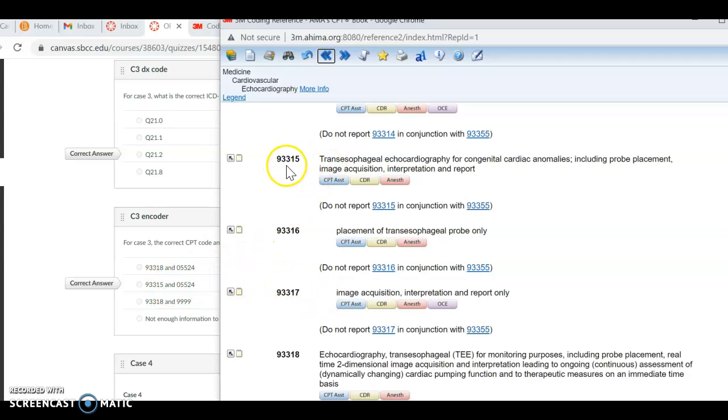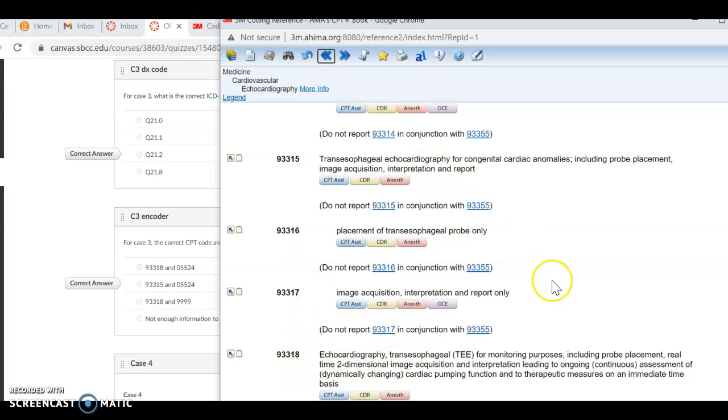Now you should have had 93315. A lot of you put down the echocardiograph TEE, but they're very close. But what we're looking for here is for the congenital cardiac. Once again, this is congenital, so that's why we needed to go with the 1.5, not the 1.8.